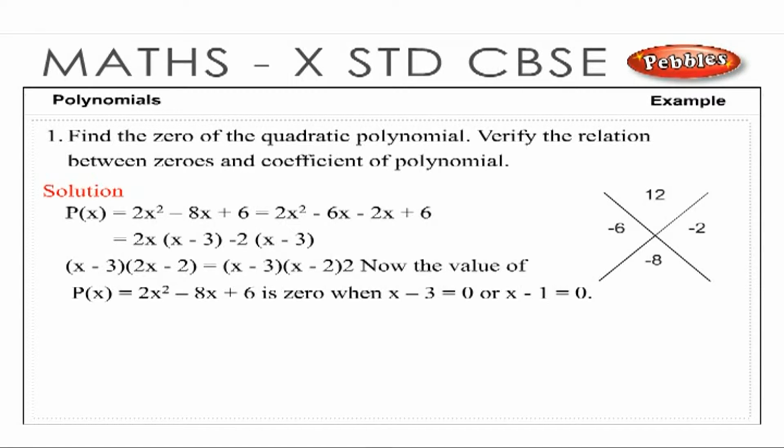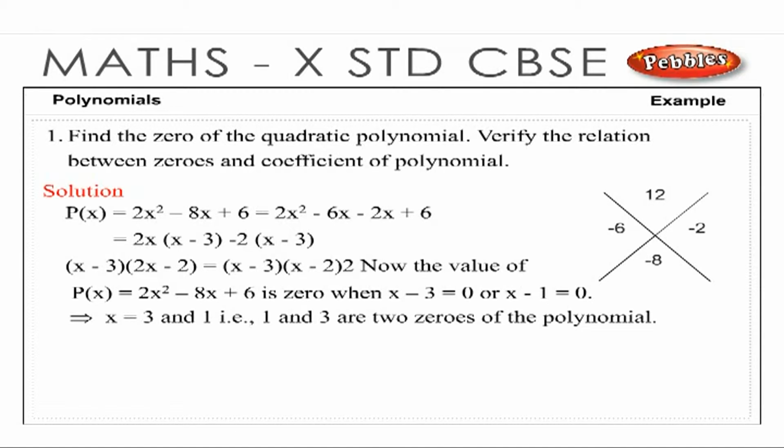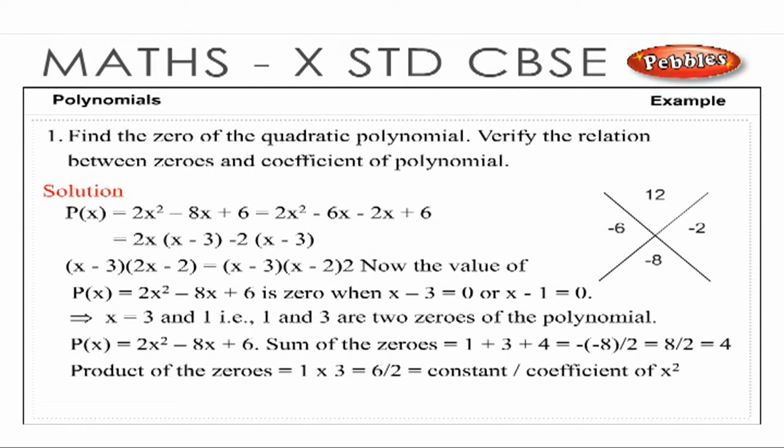Now, the value of p of x equals 2x squared minus 8x plus 6 is 0 when x minus 3 is equal to 0 or x minus 1 is equal to 0, which implies x is equal to 3 and 1. That is, 1 and 3 are the two zeros of the polynomial p of x equals 2x squared minus 8x plus 6. Sum of the zeros is equal to 1 plus 3, which is 4, and this is equal to minus of minus 8 by 2, which is equal to 8 by 2, which is equal to 4.